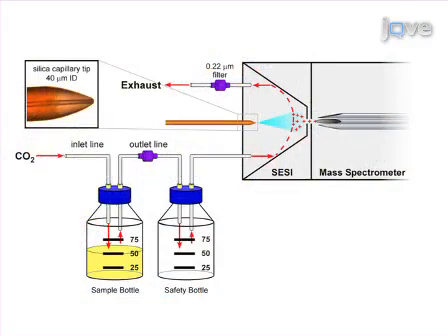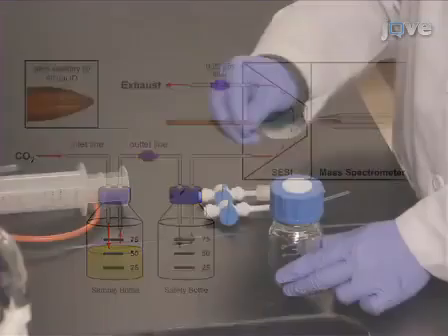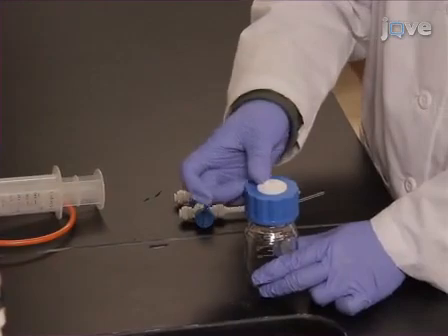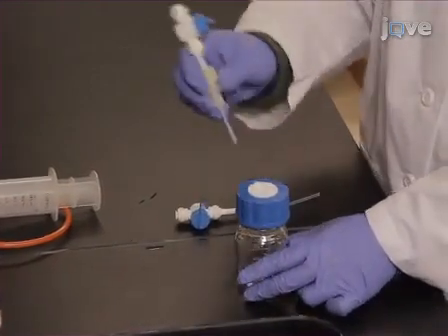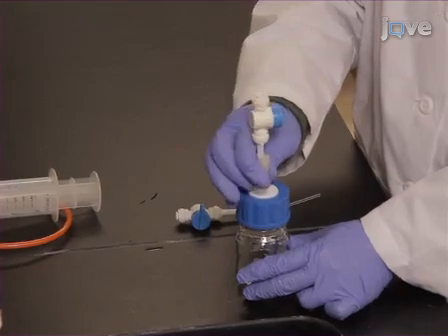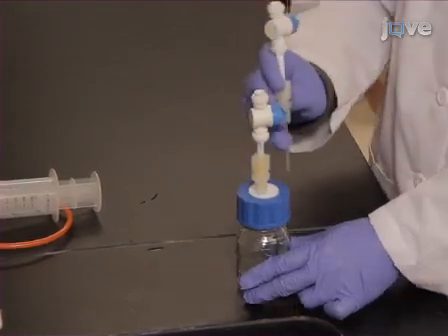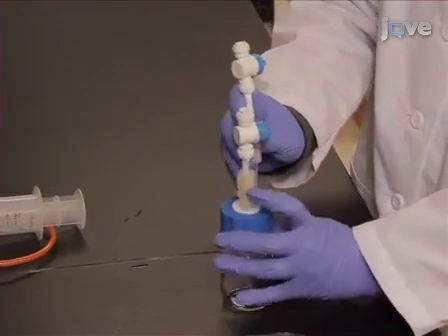The bacterial volatiles are delivered to the mass spectrometer by a stream of carrier gas. To assemble the carrier gas lines, fit the culture bottles with threaded caps that have at least 2 luer ports. Insert gas inlet and outlet lines through the luer ports and plug any additional ports.